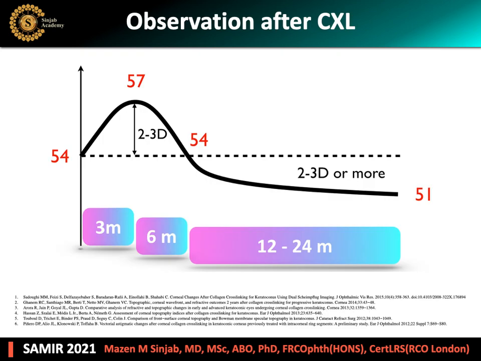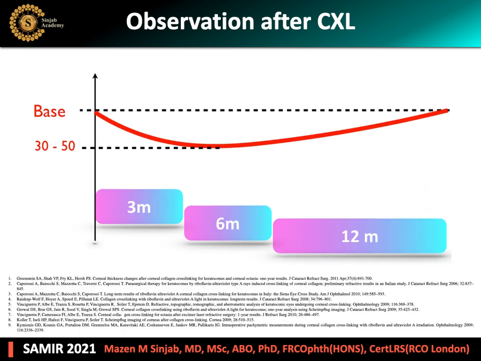However, these 2 parameters can be misleading after corneal cross-linking because we all know that the K max will increase after doing the corneal cross-linking, and then it goes back to its preoperative baseline after 6 months. On the other hand, corneal thickness will become less immediately after the corneal cross-linking, and then it goes back to its preoperative baseline after 1 year.